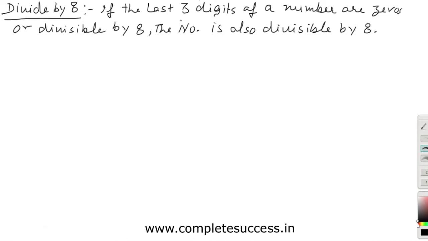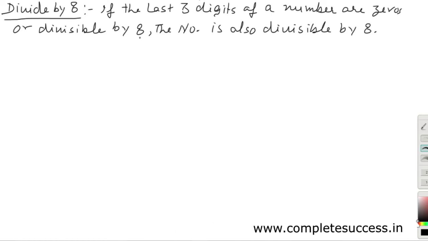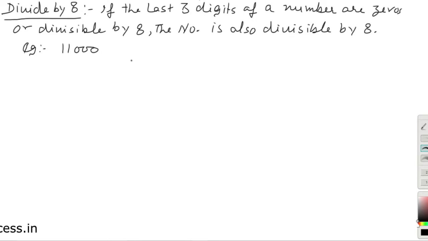If the last 3 digits of a number are zeros or divisible by 8, the number is also divisible by 8. Example, 11,000. Is this number divisible by 8?